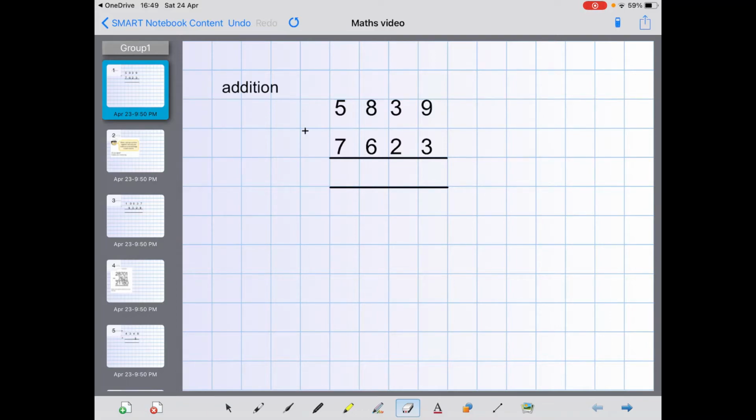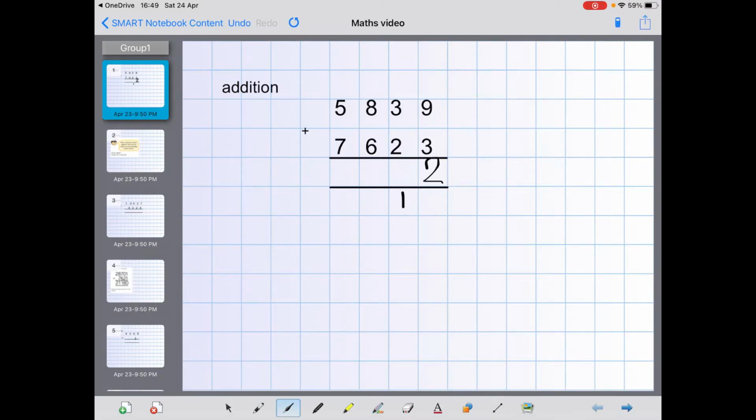9 add 3 is 12. That shows us that it's 2. Our 2 goes down and we would carry our 1. It doesn't matter where we carry our 1, we can carry it below or we could carry it up at the top, as long as we remember to add it in afterwards. Personally, I prefer to carry it below. We then move on to the next column.